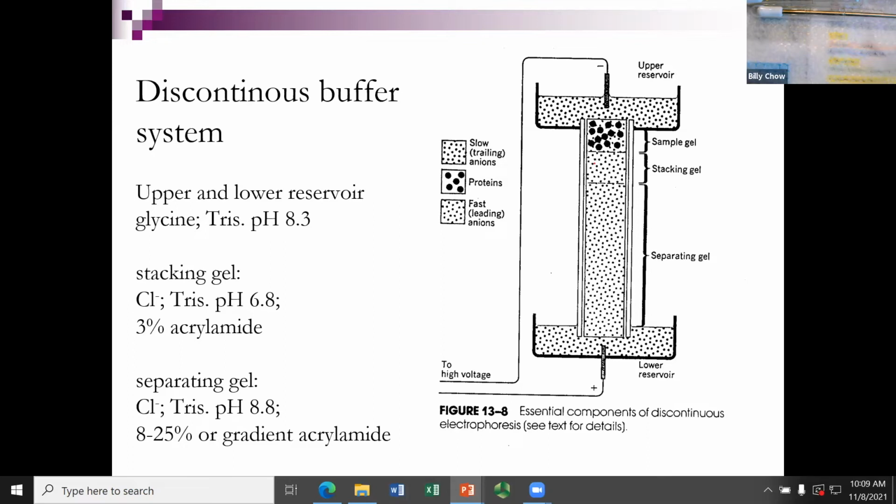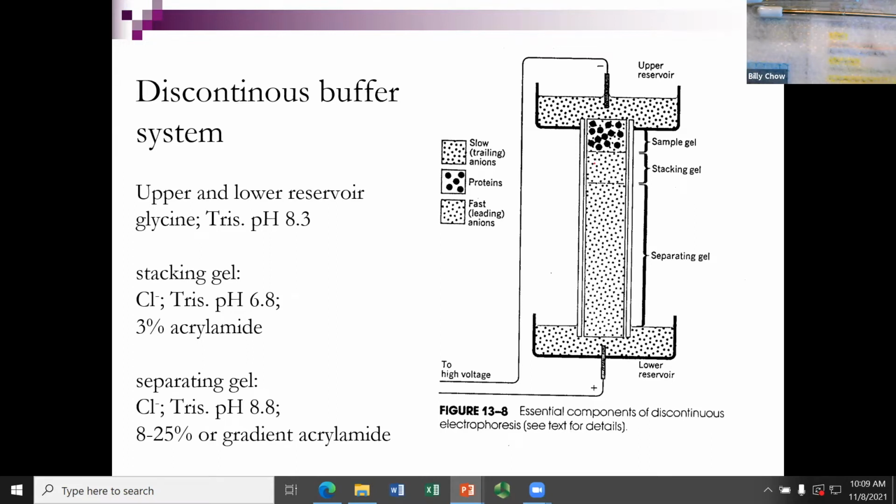In the separating gel, however, the pH is 8.8 again. So once the glycine has entered the separating gel, it becomes negatively charged again, and then it will migrate like normal electrophoresis.